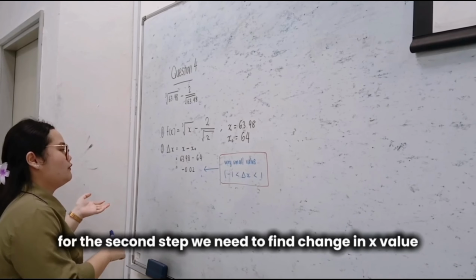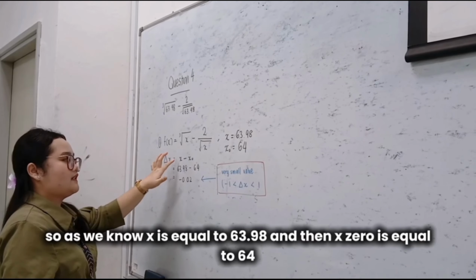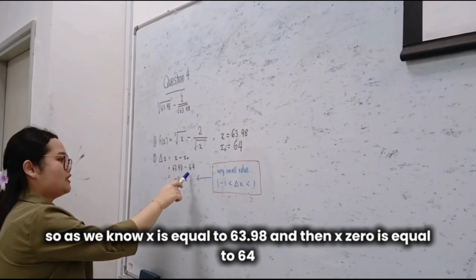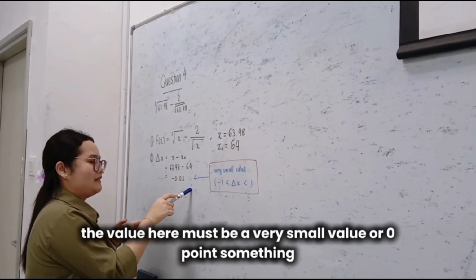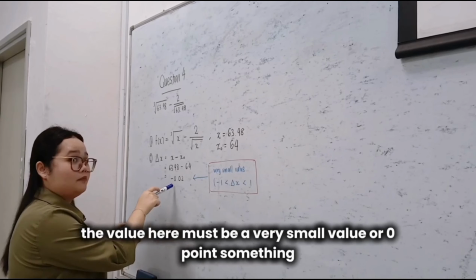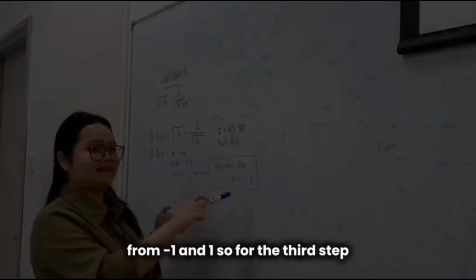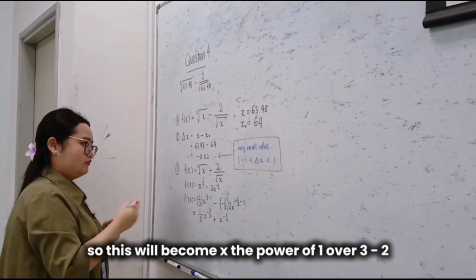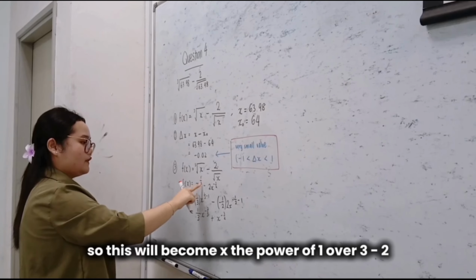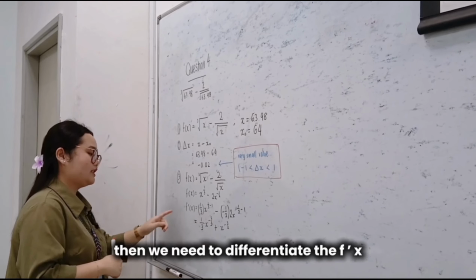For the second step, we need to find the change in x value. So change in x value is equal to x minus x0. So as we know, x is equal to 63.98, and then x0 is equal to 64, so it will become negative 0.02. And then for your information, the value here must be a very small value, or 0 point something, because the change in x value must be in the range from negative 1 and 1. So for this step, we need to differentiate the f(x) function to the power form. So this will become x to the power of 1 over 3 minus 2x to the power of 1 over 2. Then we need to differentiate the f prime x.